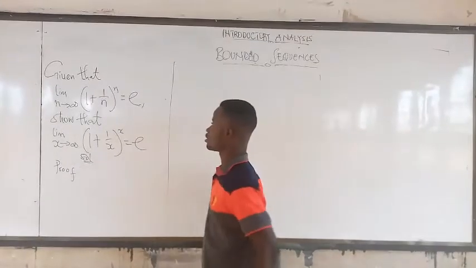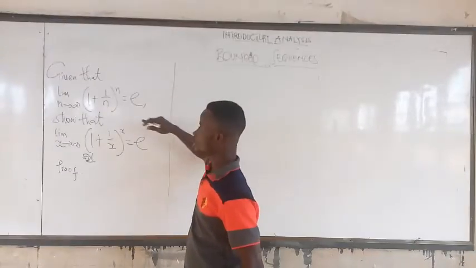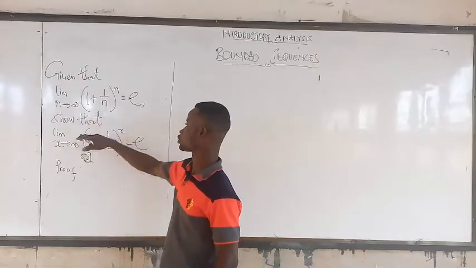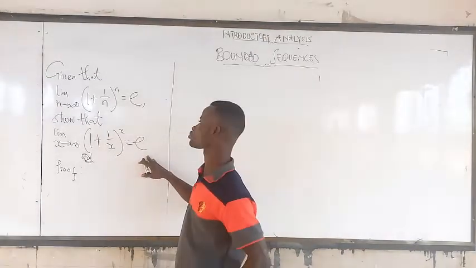Given the limit as n approaches infinity of this, show that this is also equal to this. So we are going to see.